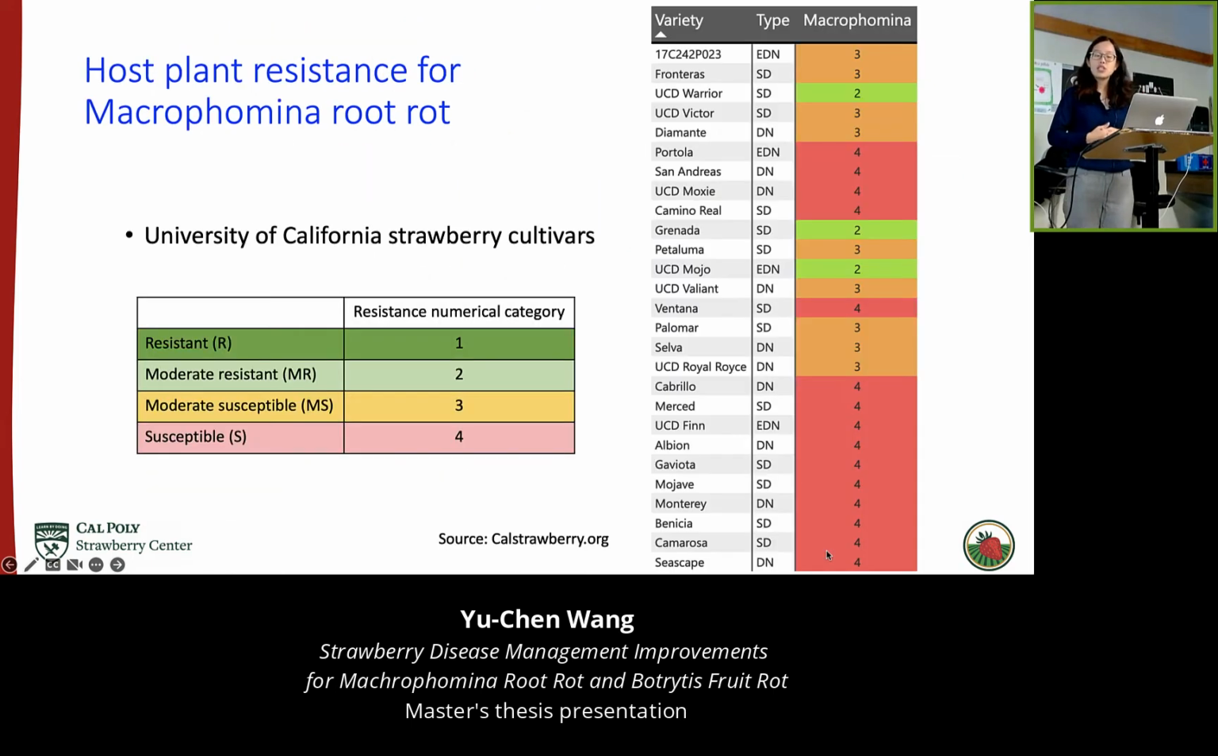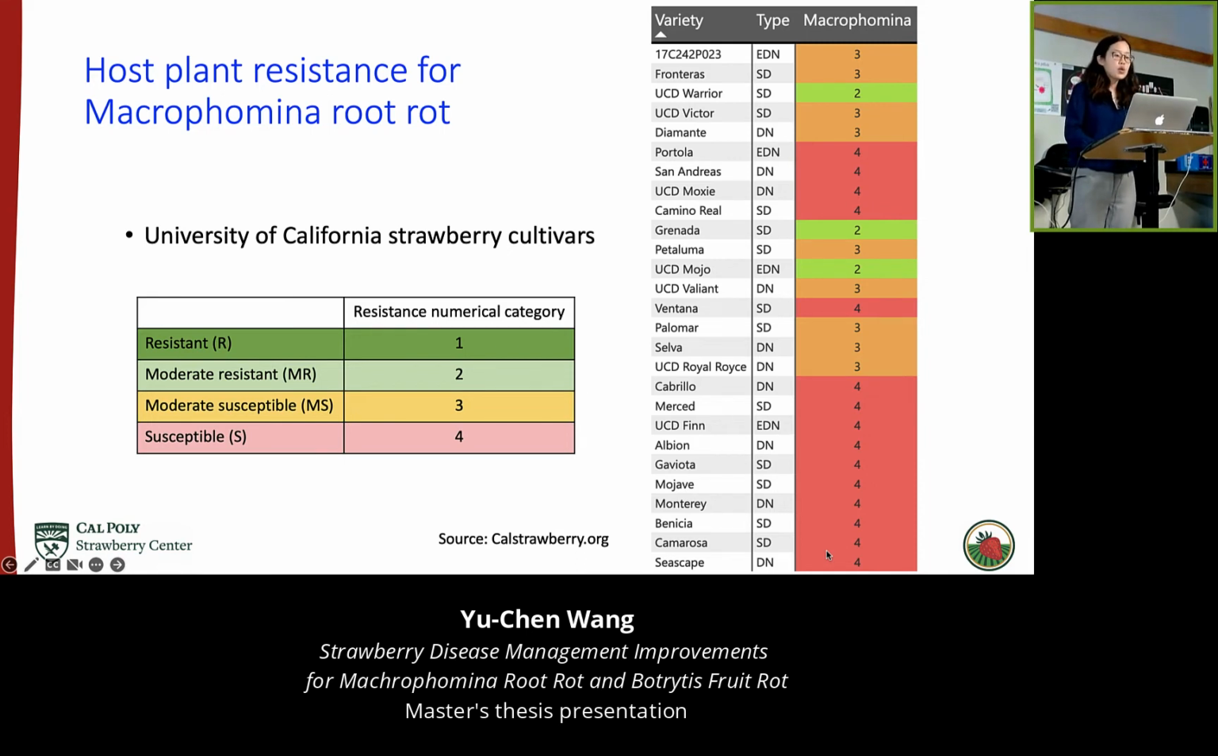Soil fumigation is one of the most common and effective methods to manage soil-borne disease. However, due to current policy restricting some effective soil fumigants, we are looking for alternative management methods, such as host plant resistance. There are some strawberry breeding programs breeding strawberry cultivars against Macrophomina root rot.